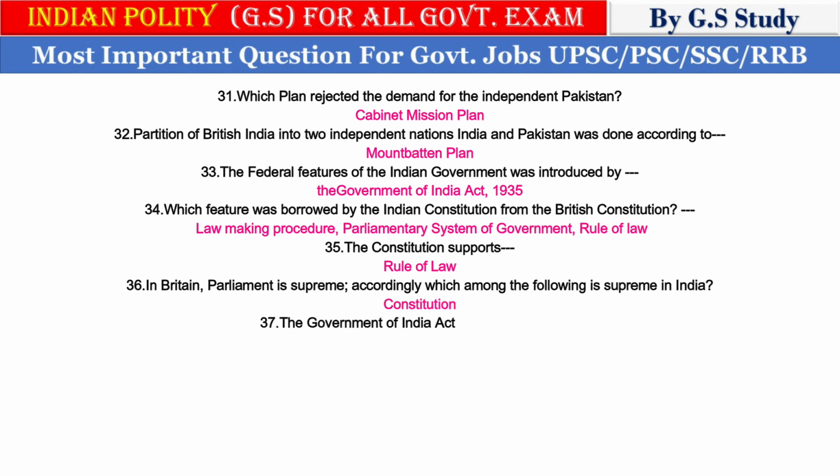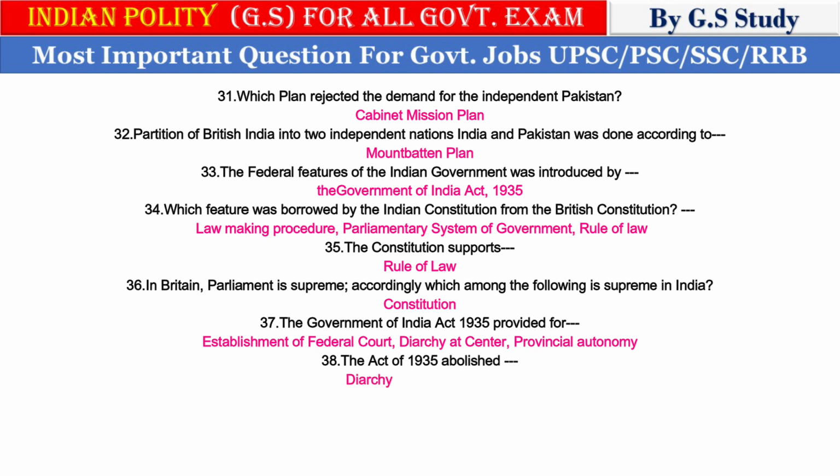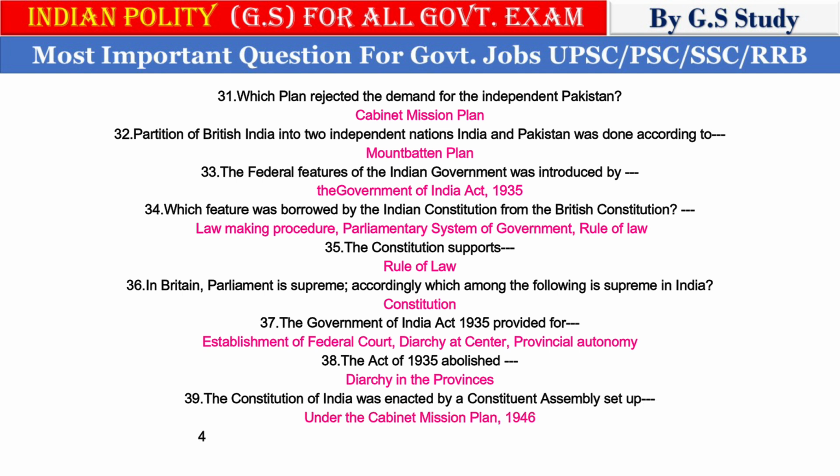36. In Britain, Parliament is supreme, accordingly which among the following is supreme? In India, Constitution. 37. The Government of India Act 1935 provided for establishment of federal court, dyarchy at Center, provincial autonomy. 38. The Act of 1935 abolished dyarchy in the provinces. 39. The Constitution of India was enacted by a Constituent Assembly set up under the Cabinet Mission Plan, 1946. 40. The Constituent Assembly of India was created as per the proposal of Cabinet Mission.